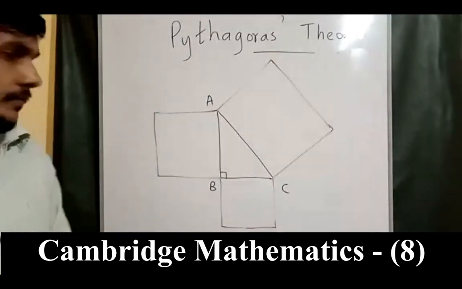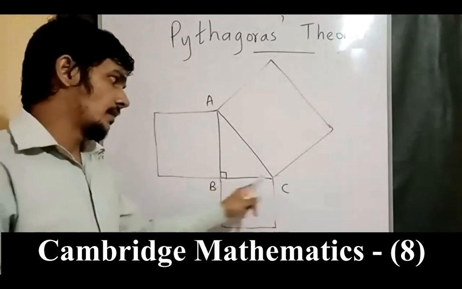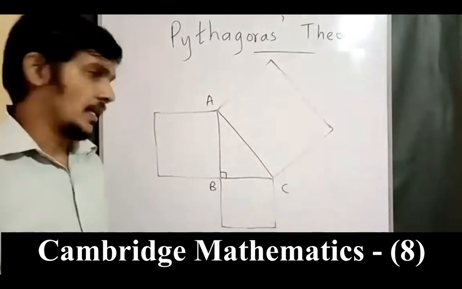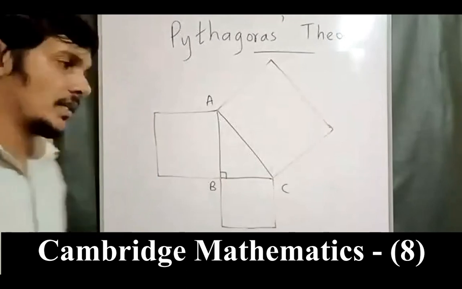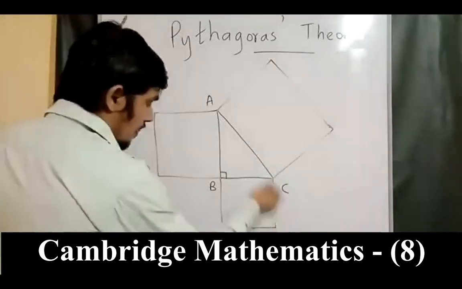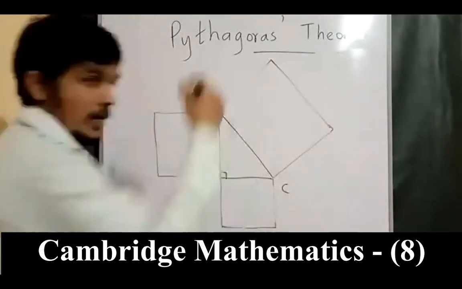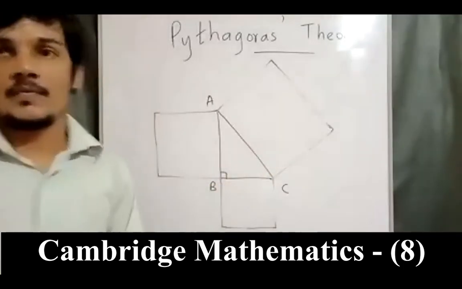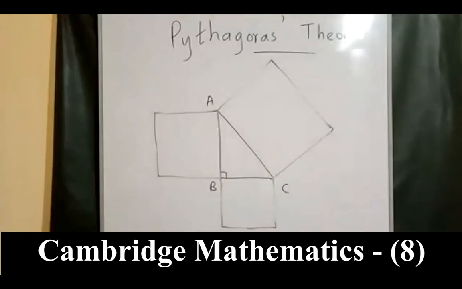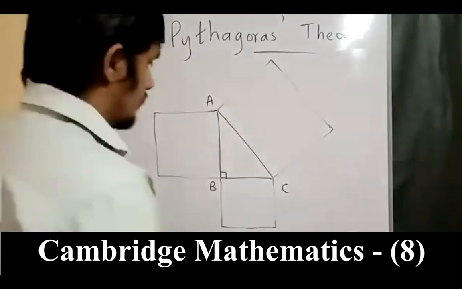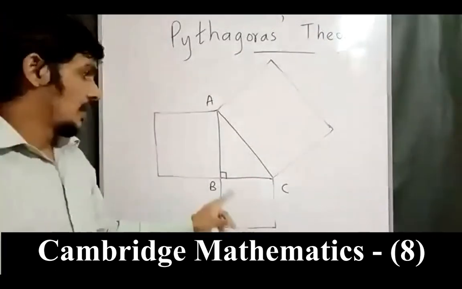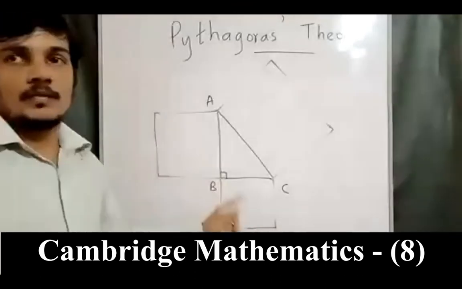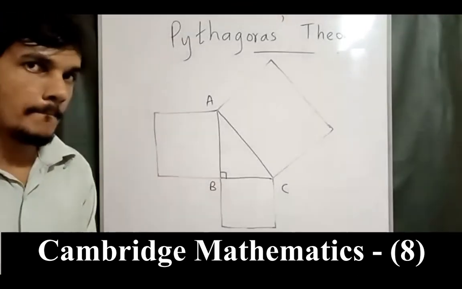Now imagine this side length is 3 centimeters, for this example. Then how much is the area of this square? If this side is 3, how much is the area of the square below? If this is a square with side length 3 by 3, what is the area?